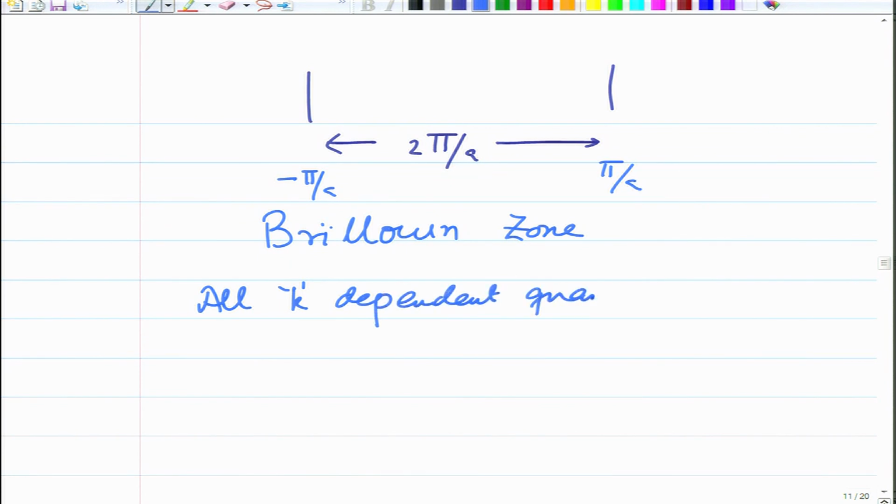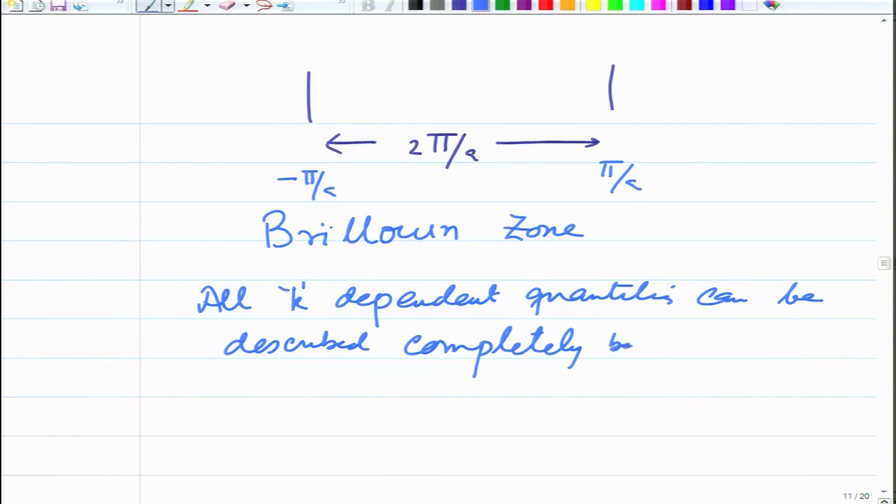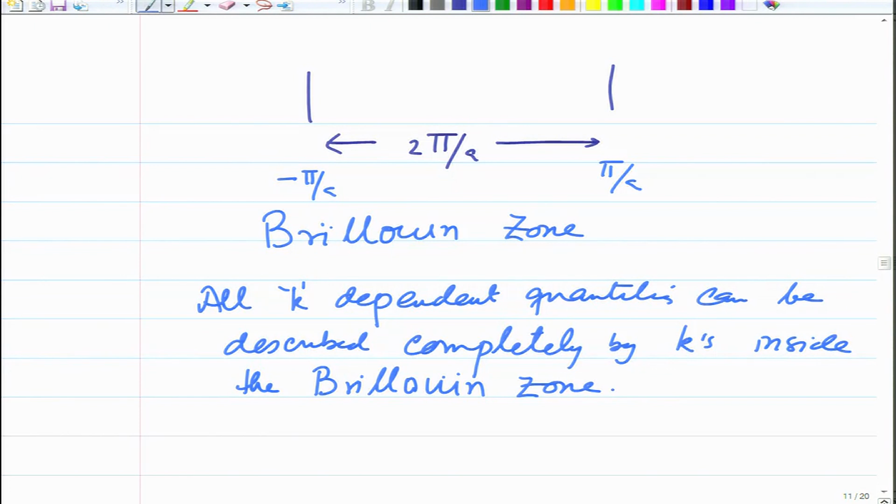dependent quantities can be described completely by k's inside the Brillouin zone. So, this is the conclusion. So, this is the point number 2, and I have taken a particular kind of solution.